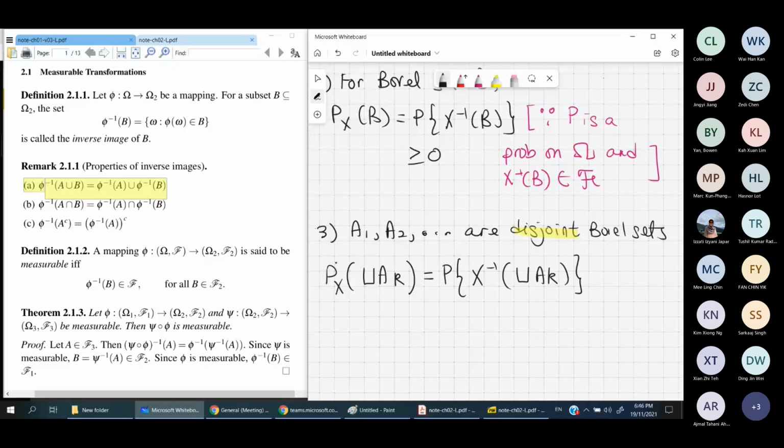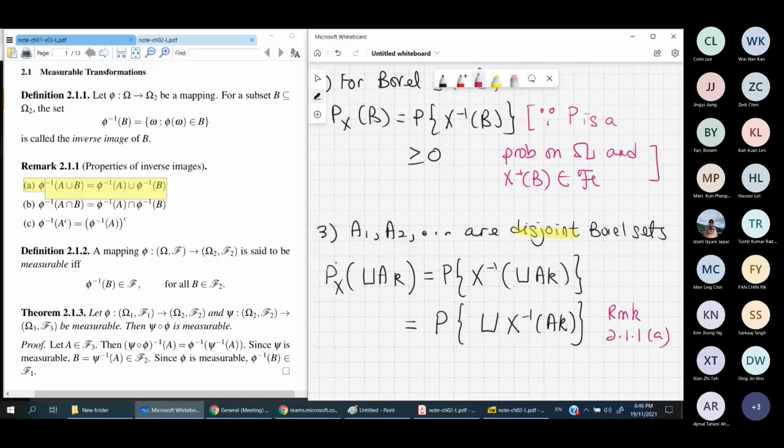So then this is equal to P of the union of all the X inverse AK. Okay, so we have this. So this is actually by Remark 2.1.1a. Okay, we're using this value.